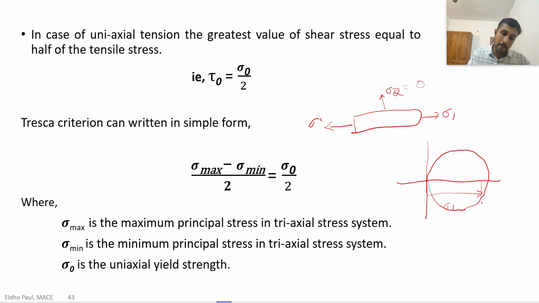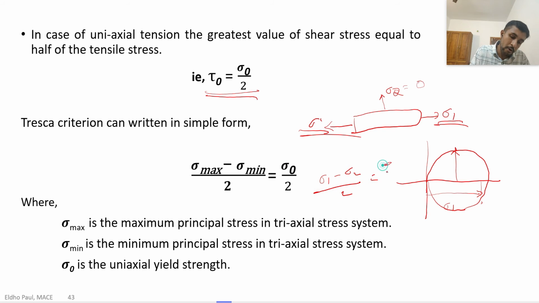From this we get tau 0 equal to sigma 0 by 2, that is half of the principal stress. If only a single normal stress is acting, then it will be sigma 0 by 2. That is also already explained. That is, sigma 1 minus sigma 2 by 2 is equal to the tau maximum, and tau maximum equals sigma 0 by 2.